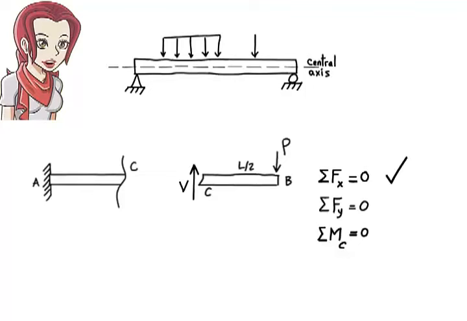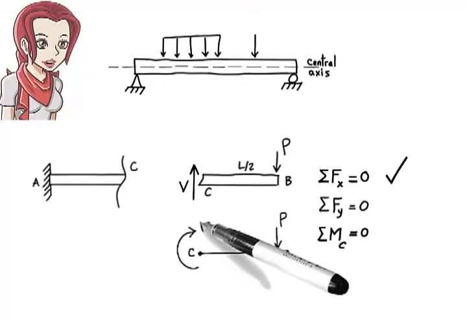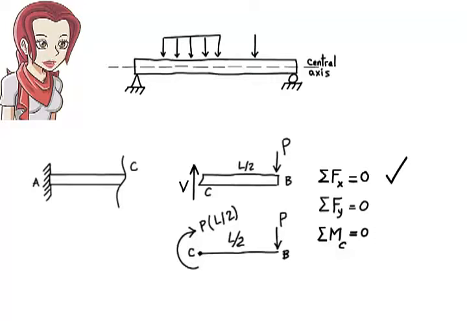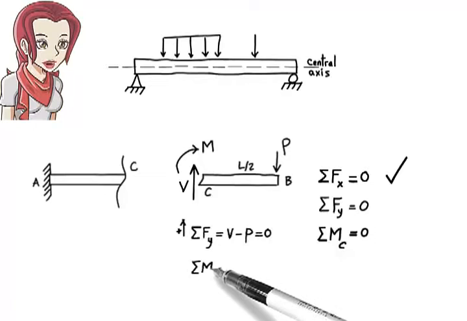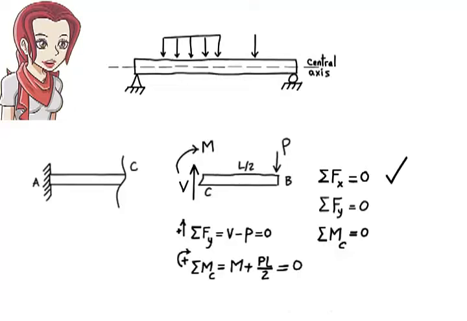To satisfy the third equilibrium equation, it is important to recognize that P creates a bending moment about point C. The moment has a magnitude of P times L over 2 and a clockwise direction. For the sum of the bending moments to be zero, there must be a bending moment present at C. The magnitude of this moment must be equal to the magnitude of the moment that P creates about C. The two moments, however, must act in opposite directions in order for their sum to be zero. Let's denote the bending moment at point C as M. Here are the two equilibrium equations in terms of V and M. Solving for the two internal forces, we get V equals P and M equals negative P times L over 2.